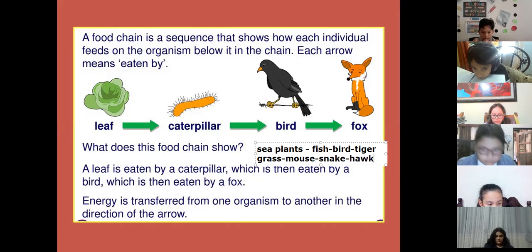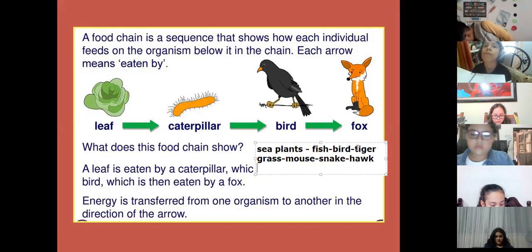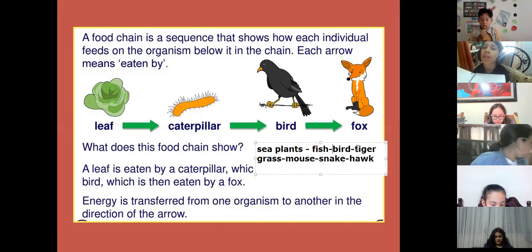H-A-W-K. Okay, a hawk. That's great. Excellent. You have another example, Rebecca? Okay, tell me your example. The fish eating the sea plant, and the shark eating the fish.